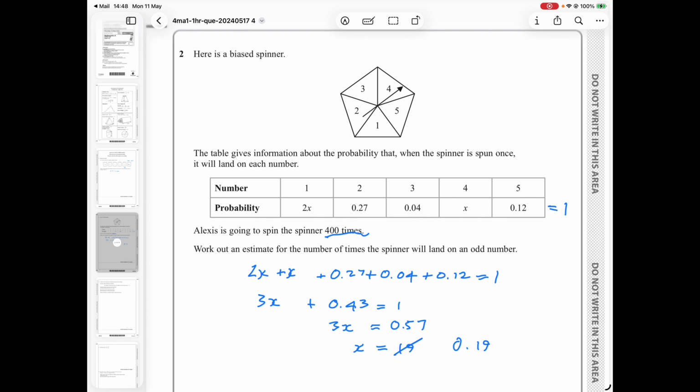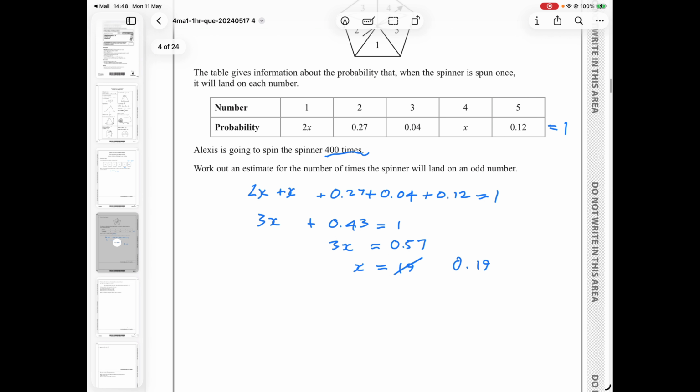Now, that means that for every 100 spins, you'd expect it to land on... Oh, now I've actually got to fill this out. So this means that this is 0.38 and this is 0.19. Okay, so I'm happy with that. But it's how many times it'll land on an odd number. So we have to add up the odd numbers. That's 1, 3, and 5.